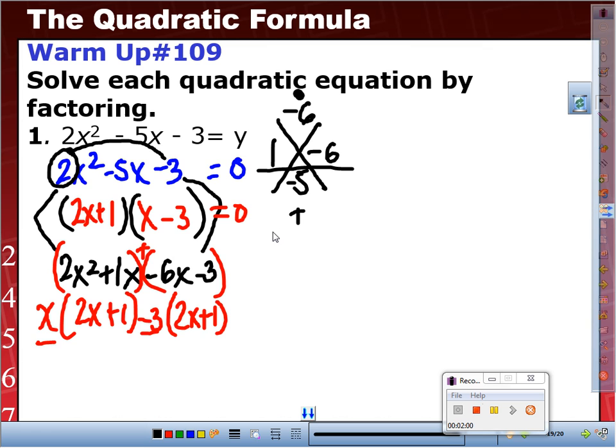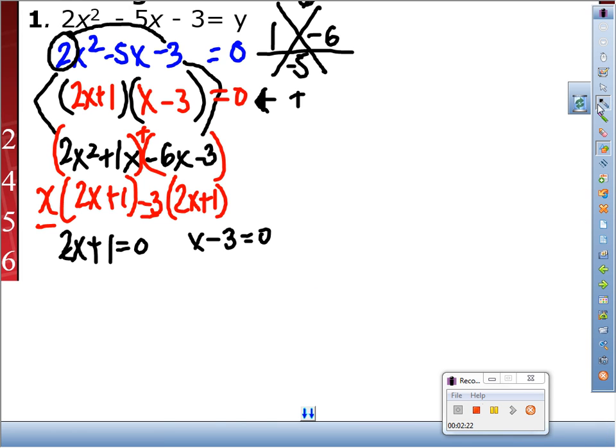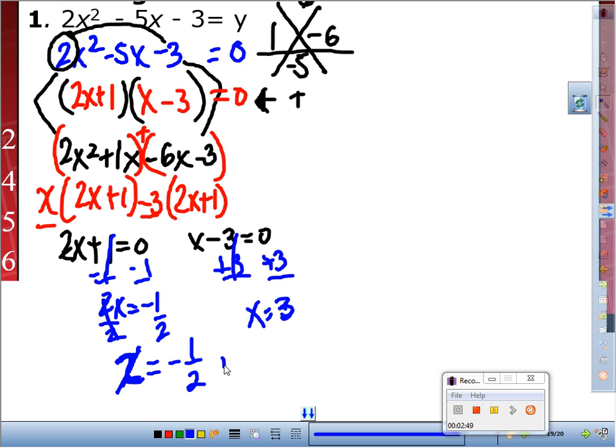Are we there so far? From there, we write each factor equal to 0. 2x plus 1 equal to 0. X minus 3 equal to 0. Let's solve. I subtract 1, subtract 1. 2x equals negative 1. Divide by 2, divide by 2. X equals negative 1 half. Add 3, add 3. X equals 3. And these are my solutions: x-intercepts, zeros, and roots.